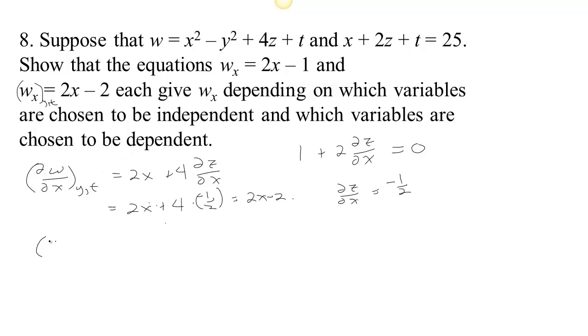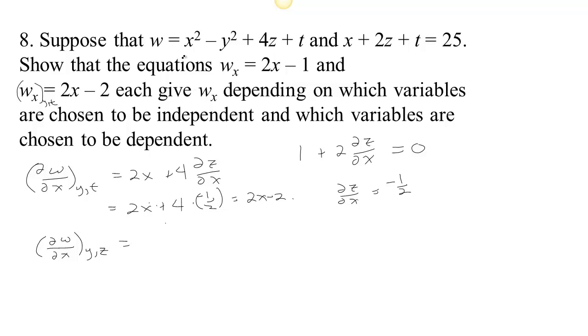So let's try another one, see if we can find out which variables have to be independent if wx turns out to be 2x minus 1. So we'll try dw dx here. Let's try holding y and z independent this time.